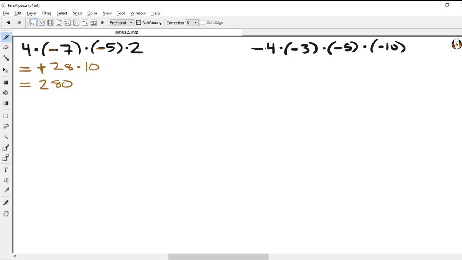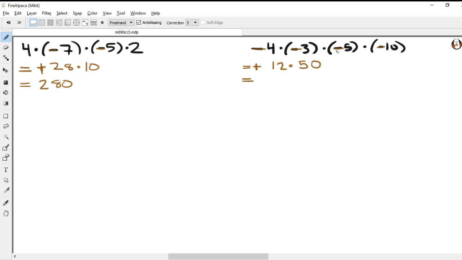Next over here, we have negative 4 times negative 3 times negative 5 times a negative 10. That's 1, 2, 3, 4 negative signs. It's an even number of signs. That's once again going to be a positive value. So let's multiply 4 times 3 to get 12. And I'm going to multiply 5 times 10 to get 50.